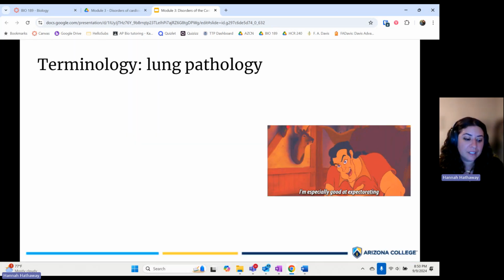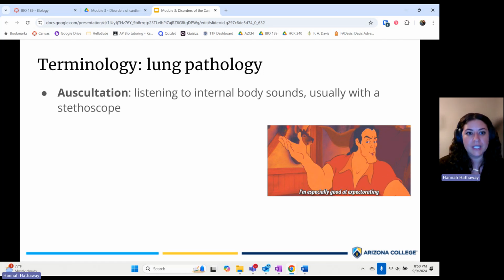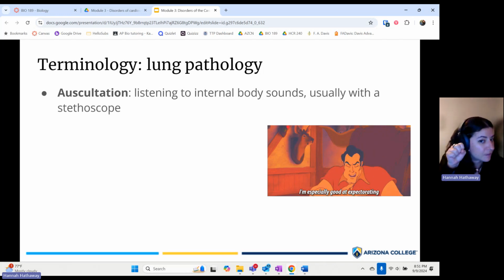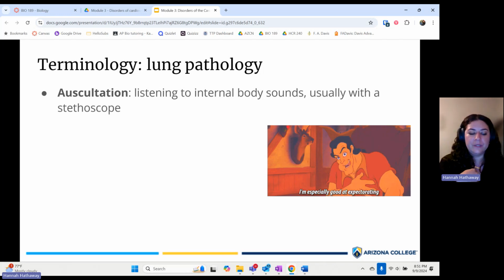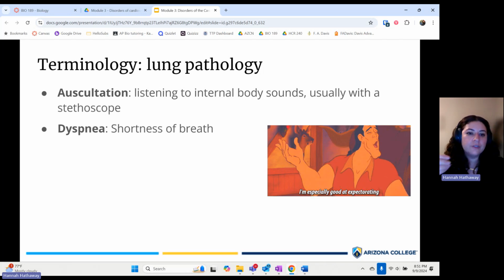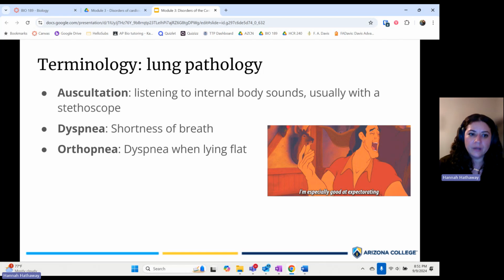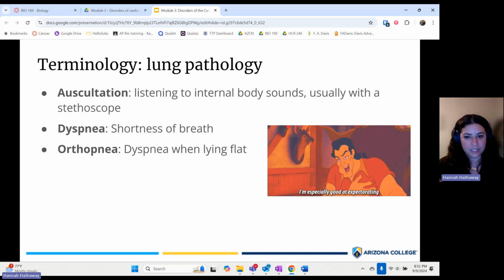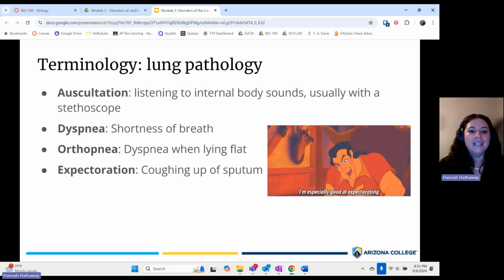Before we start, here are some specific vocab terms you need to memorize when we are talking about lung pathology. The first is auscultation. So this is listening with a stethoscope. In this chapter, we're talking specifically about listening to lung sounds. Dyspnea, shortness of breath. We've already been using that one. Orthopnea, meaning shortness of breath when laying down.